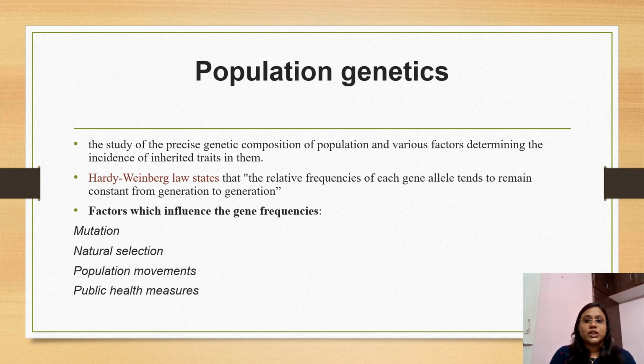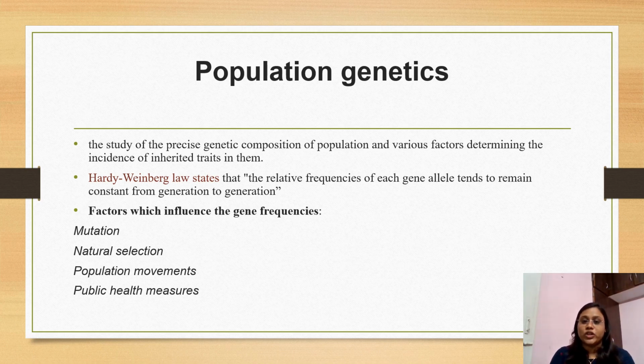What do you mean by population genetics? A study of the precise genetic composition of a population is population genetics, along with the various factors which determine the incidence and inheritance of this genetic pool. Now, Hardy-Weinberg's law states that the relative frequency of each allele tends to remain constant from generation to generation, meaning the genetic pool of a population will never change. It was said by Hardy-Weinberg, but this is not the case. Why?